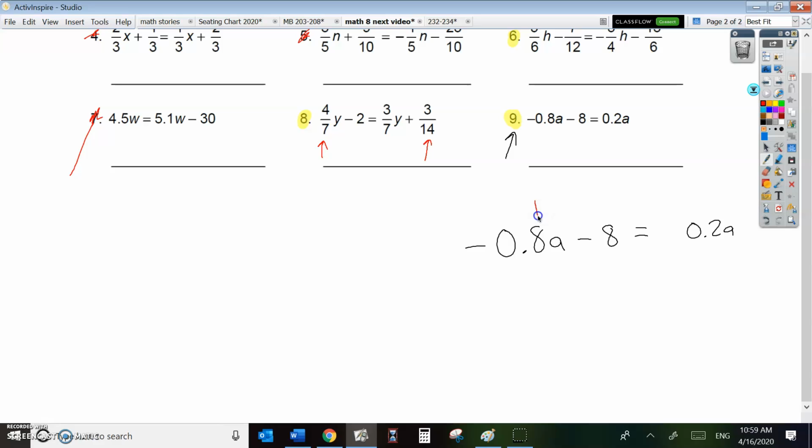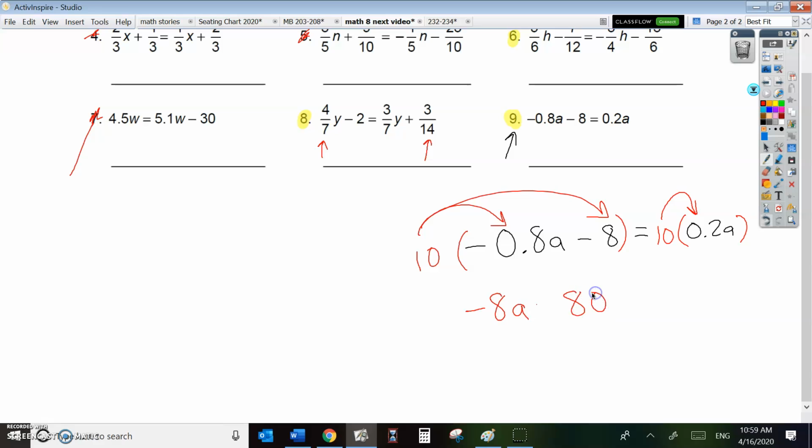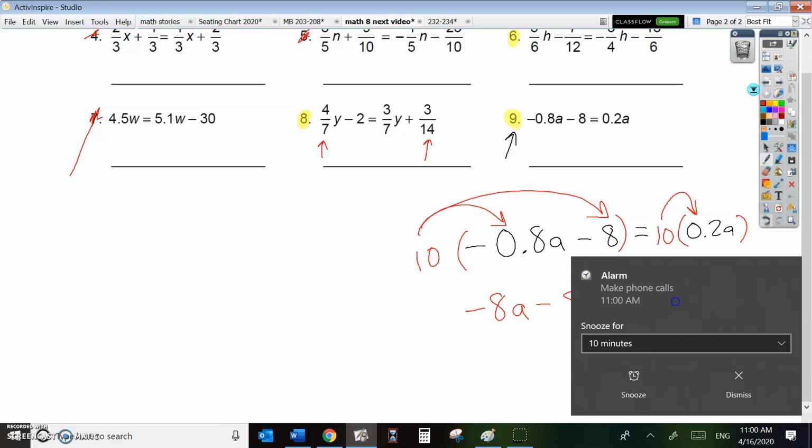Because I have digits in the tenths place, I'm going to multiply everything by 10 to clear the decimals. Distribute that 10 here and here. Oh, that's just one term. So 10 times negative 8 tenths is just negative 8a. 10 times 8 is 80 minus 80. And then 10 times 2 tenths is just 2a.